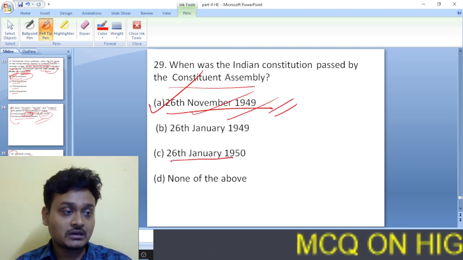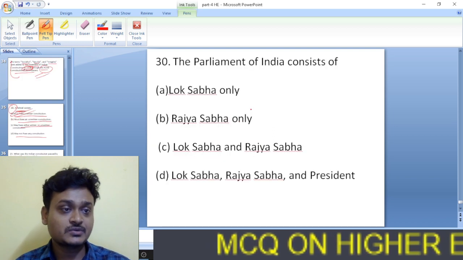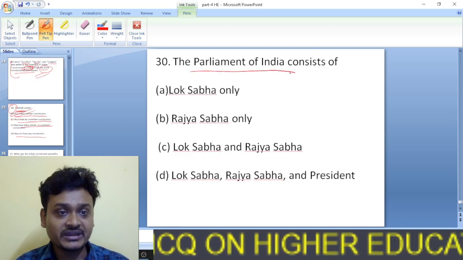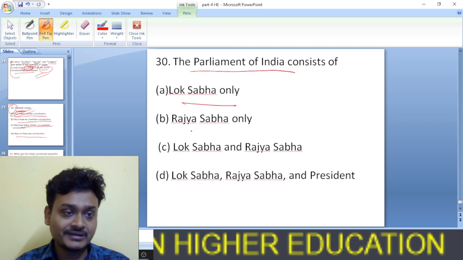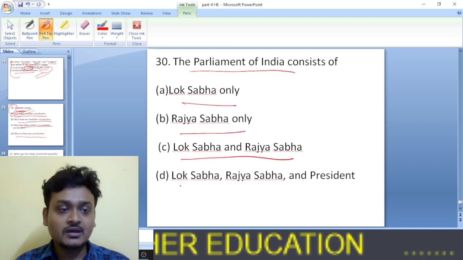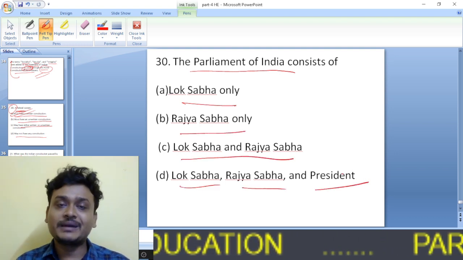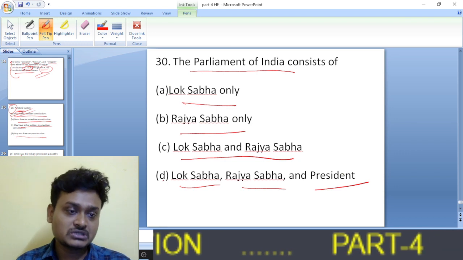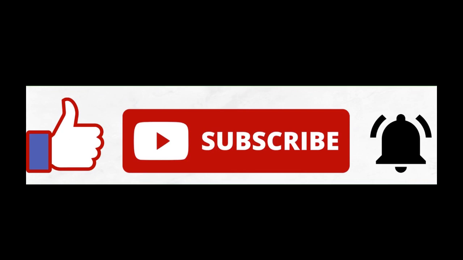And here is the last question to end the session. Question number 30. The Parliament of India consists of Lok Sabha only, Rajya Sabha only, Lok Sabha and Rajya Sabha, or Lok Sabha, Rajya Sabha and President. The Parliament of India consists of Lok Sabha, Rajya Sabha and President.